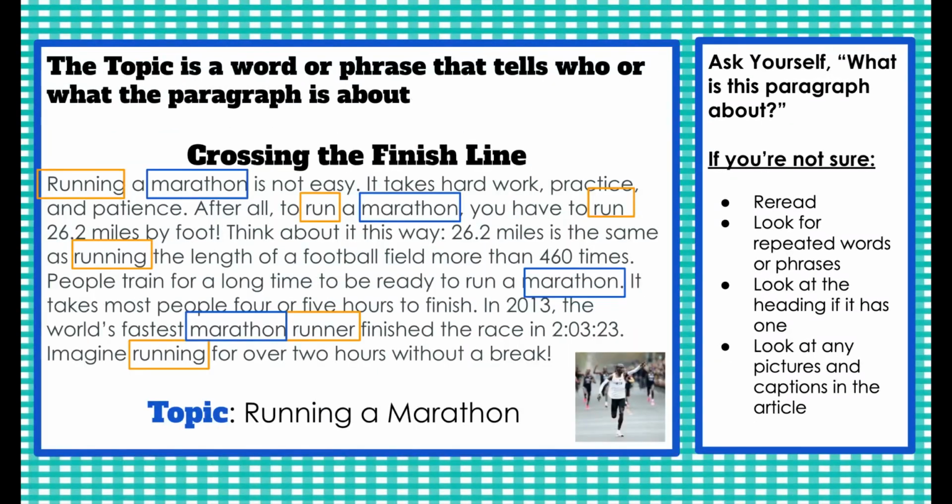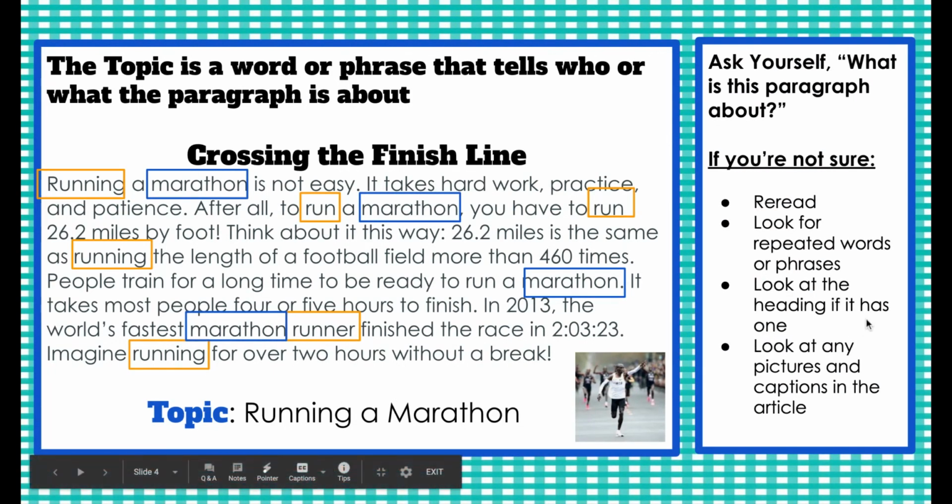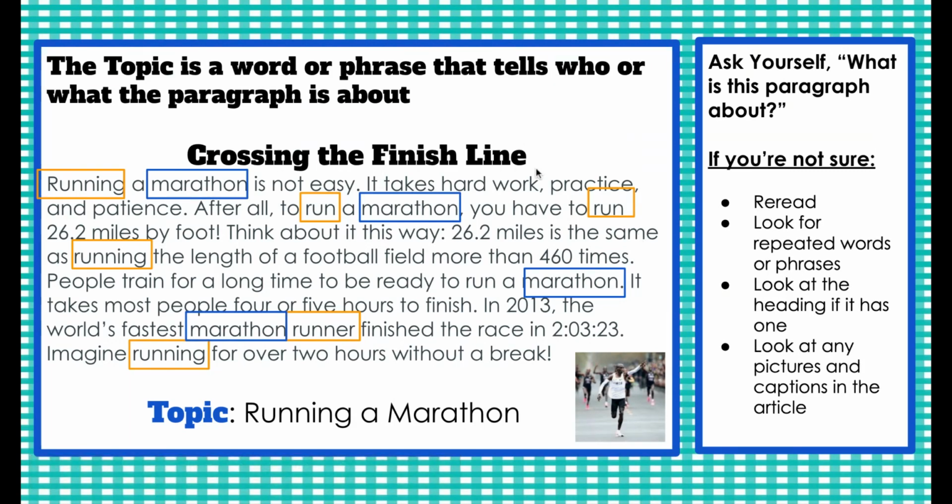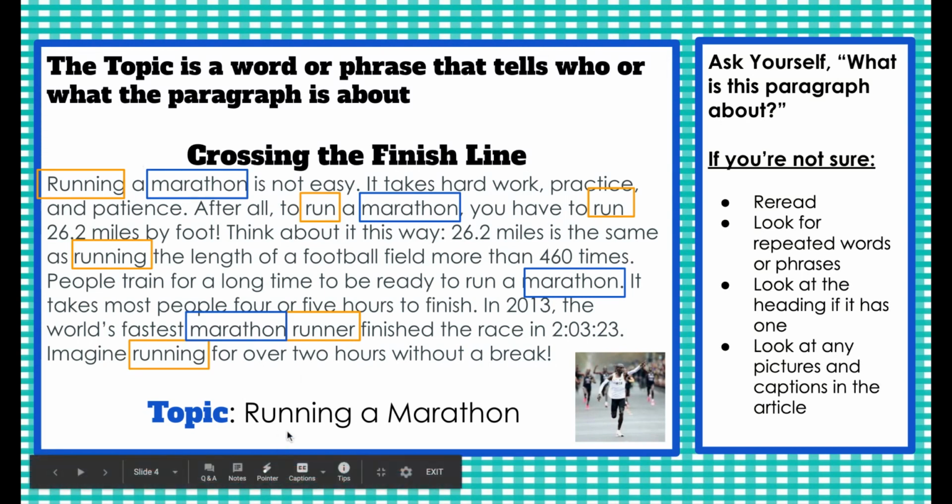Now, sometimes we don't have repeated words and phrases to help us. So here's some other strategies I can use. I look at the heading. If it has a heading on it, I look at that. A lot of times the heading's job is to tell us what we're going to read about. So the heading of this one is Crossing the Finish Line. Well, I know a finish line is usually at a race. So this helps me know that maybe a marathon is a race. So I could even say running a marathon race.